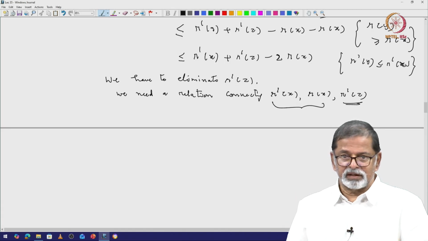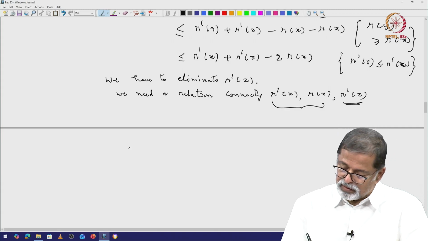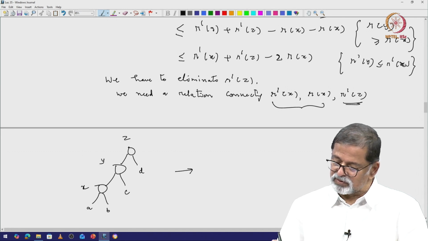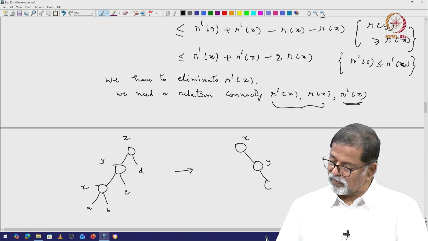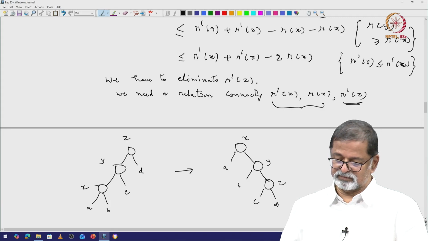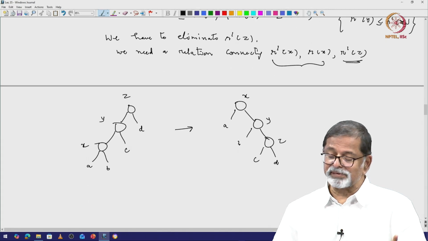So let me redraw the picture here for T and T dash. Here I have z, y, x, a, b, c, d. This is converted to x, y, z, a, b, c and d. Okay, let us remember this, recall this picture.